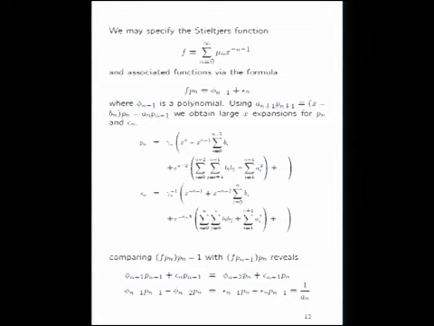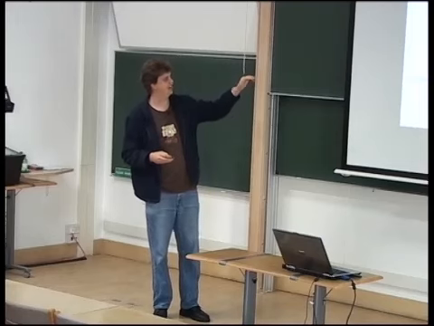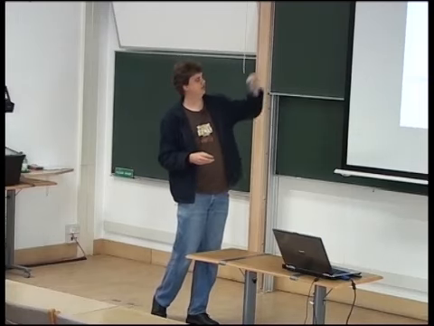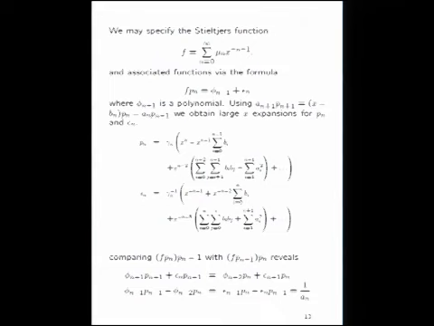So we specify the Stieltjes function, and this Stieltjes function is often called the moment generating function. And we define a set of polynomials and associated functions. Now, if you look at that multiplication, you're going to get some polynomial part, and because it's a generating function and that f is a sum of x to the minus n, you're going to get the polynomial part and all the other stuff. So the associated functions are all the other stuff, basically.